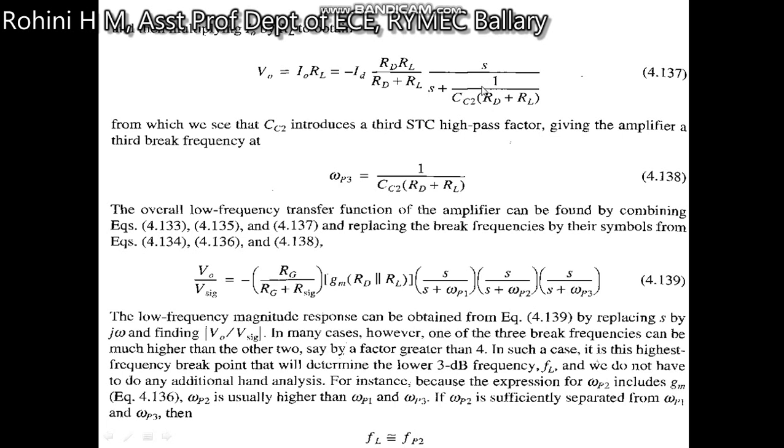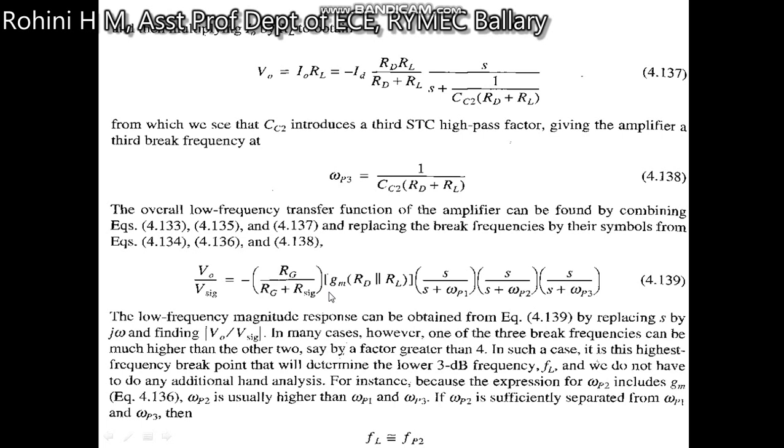So this is the third term we are obtaining, that is 1 divided by C_C2 into (R_d plus R_L). So the overall frequency transfer function is obtained by combining all the previous expressions and replacing the break frequencies by their symbol form. So we can write V_out by V_signal as this expression. You are combining all the previous expressions in order to get this.